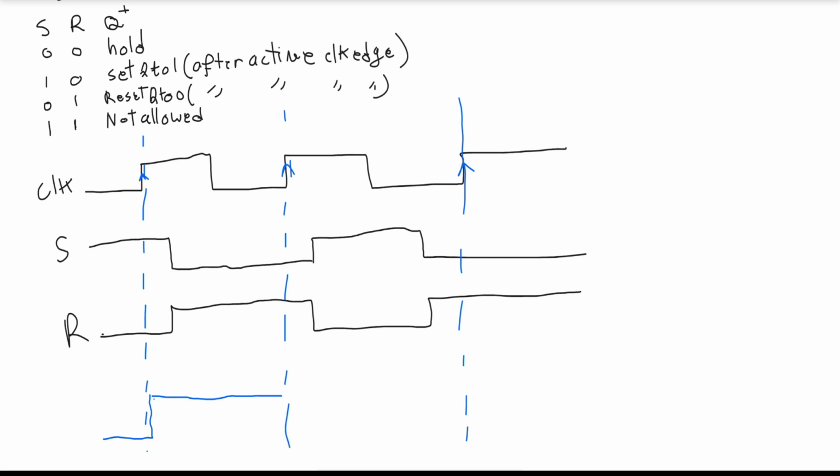What happened in this area? We look at S and R. S is 0 and R is 1, so we reset Q to 0. Here we will go back to 0, and then it stays 0 until the next edge. At this edge, what's happening? We look at S and R. S is 0 and R is 1, so we reset Q to 0. But it's already 0, so it stays 0. We can continue with Q at 0. So this will be our Q.